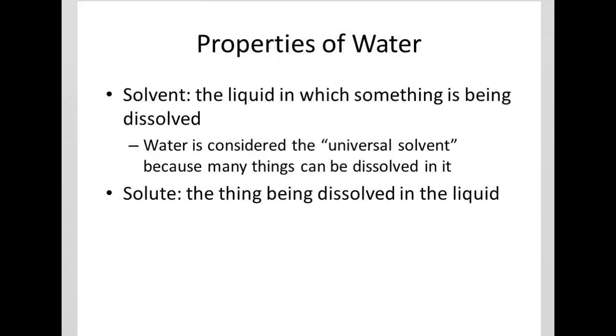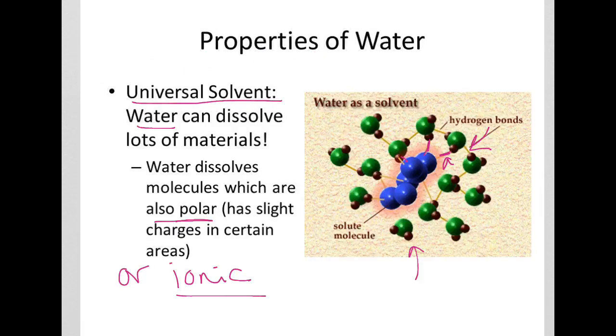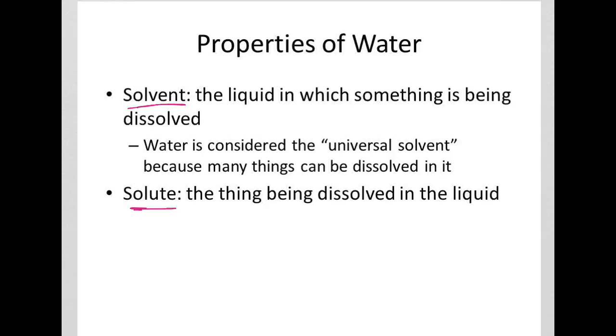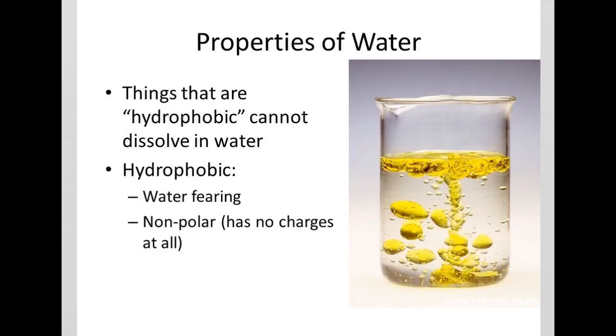Here are some other terms that go with sort of dissolving things. We usually call the liquid in which something is being dissolved the solvent. So here water is considered sort of a universal solvent. So that's why we use that word. It is the thing in which other stuff can be dissolved in. And we call the thing being dissolved the solute. So if we go back a couple pages here, we had this blue molecule being a solute molecule, and the water is the solvent.